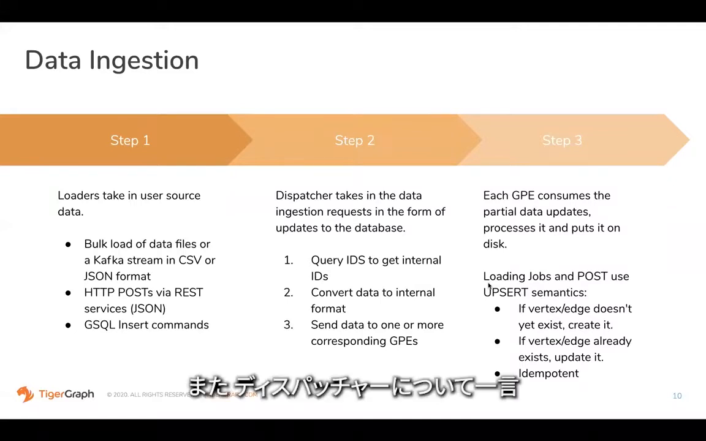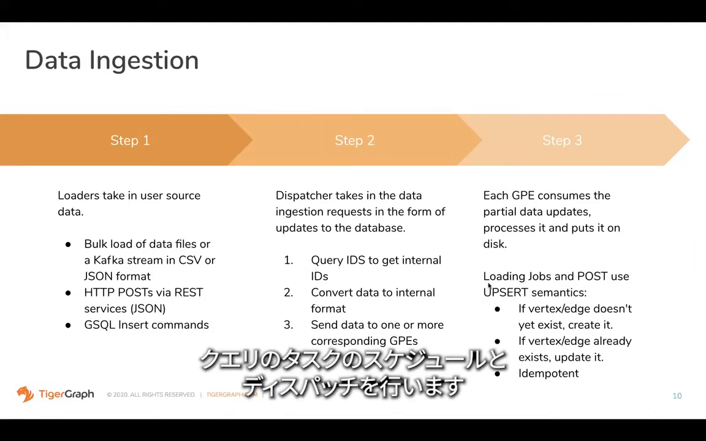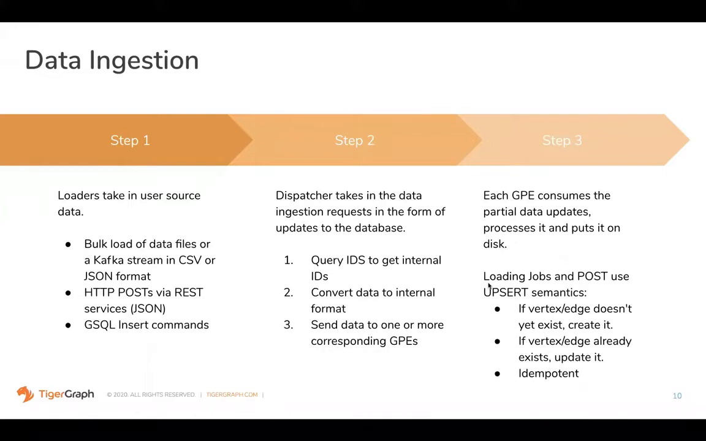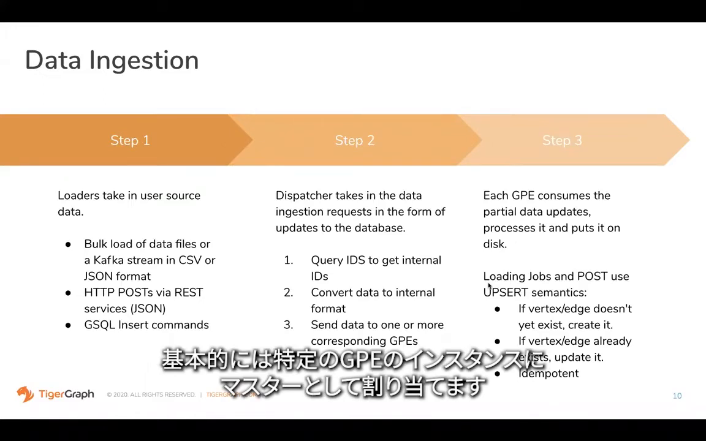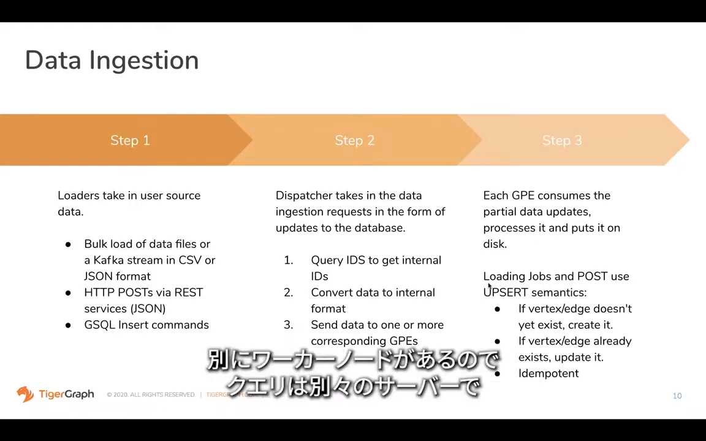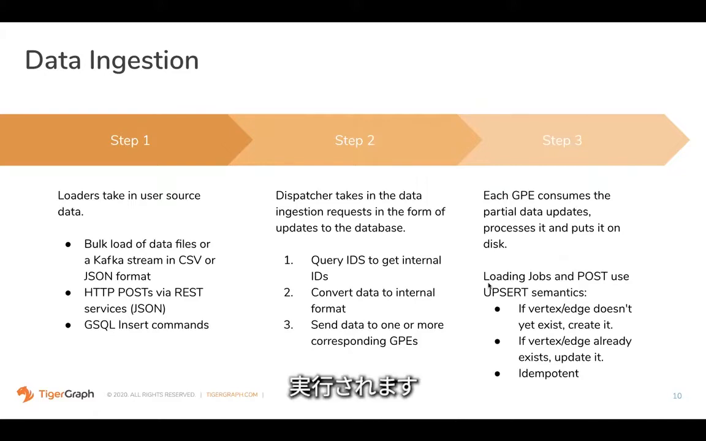And a quick note on what Dispatcher is. The Dispatcher is an internal module that schedules and dispatches tasks for a query. Dispatcher is not a separate process, but it runs inside the REST API server and loader. It basically assigns a particular instance of GPE to serve as a master. As in many MPP architectures, you have a master instance and then you have worker nodes, so that the query runs on different servers.